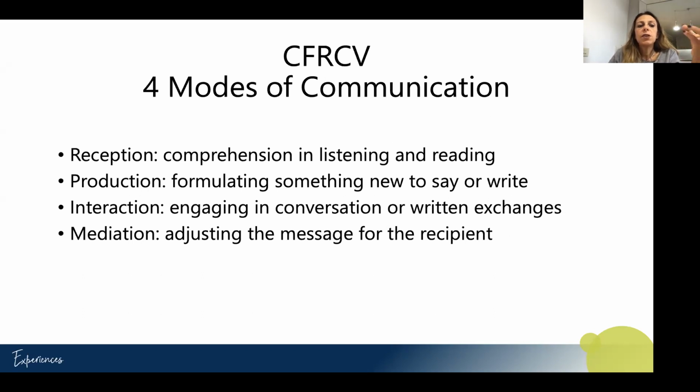So we have reception, which is the passive, let's say, skills like comprehension in listening, reading. Production, which is the active part of the process, so formulating something new to say, to write, so always speaking, writing. And consider that there's always a new dimension in the CEFR CV, which is the online. So not only reading, writing, not only speaking, writing, but also online writing, online interacting, because of course the digital dimension is so crucial, especially nowadays during this period of remote teaching and learning. Then interaction, so engaging in conversation or written exchanges, that could be also online interaction.